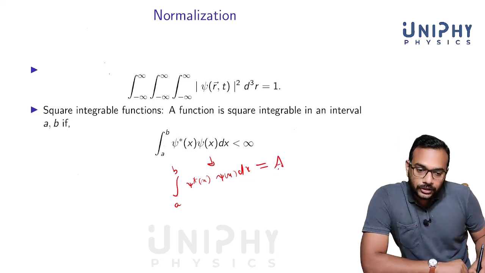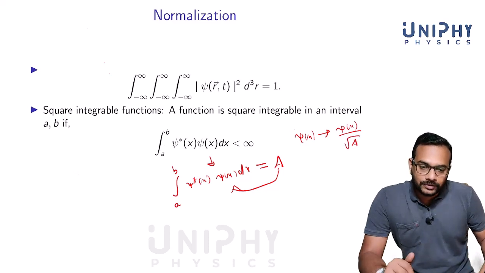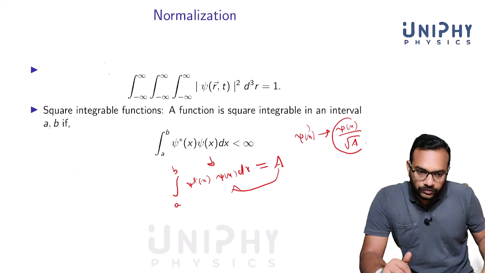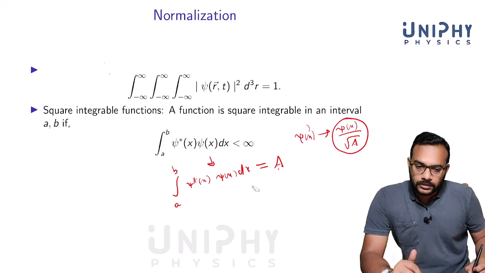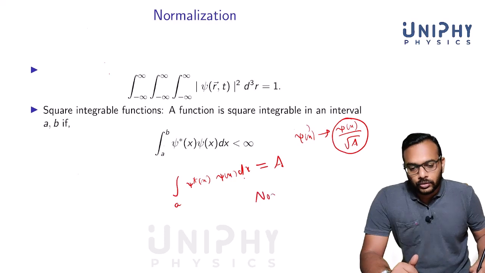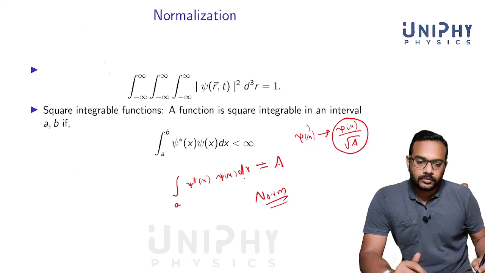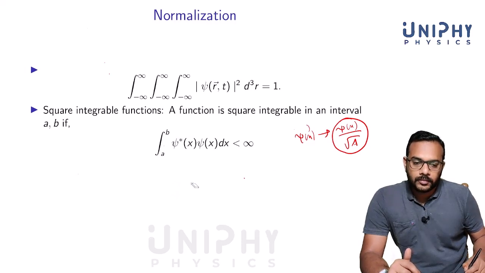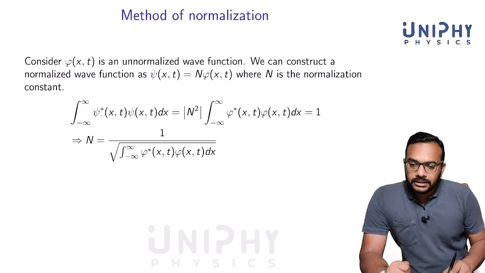then we can normalize the wave function by redefining it. Instead of psi of x, you will write psi of x divided by square root of a, where a is given by this relation. I hope that's clear. The scalar product of the wave function with itself is called the norm of the wave function. So this is how we normalize the wave function.